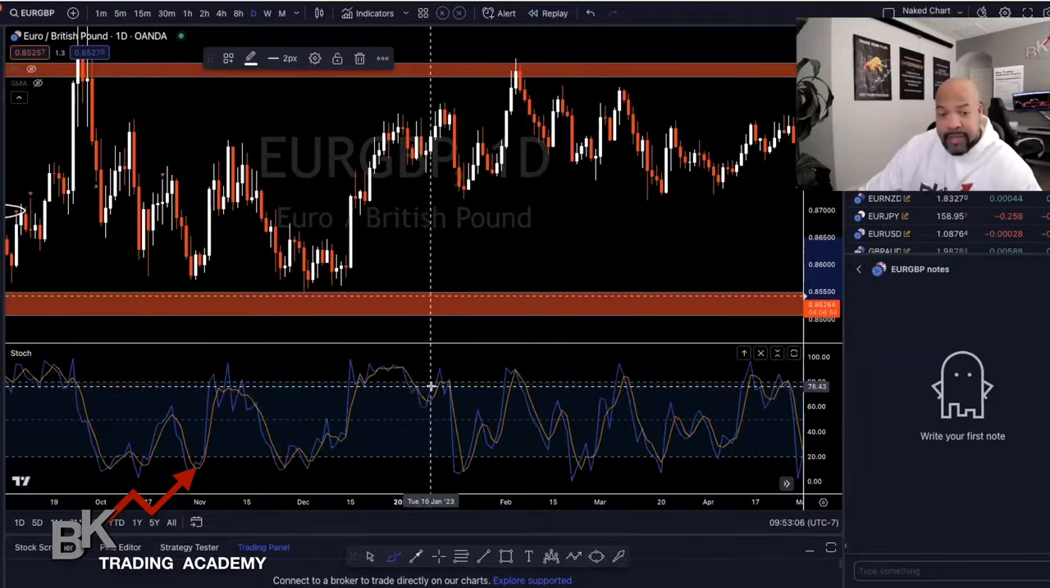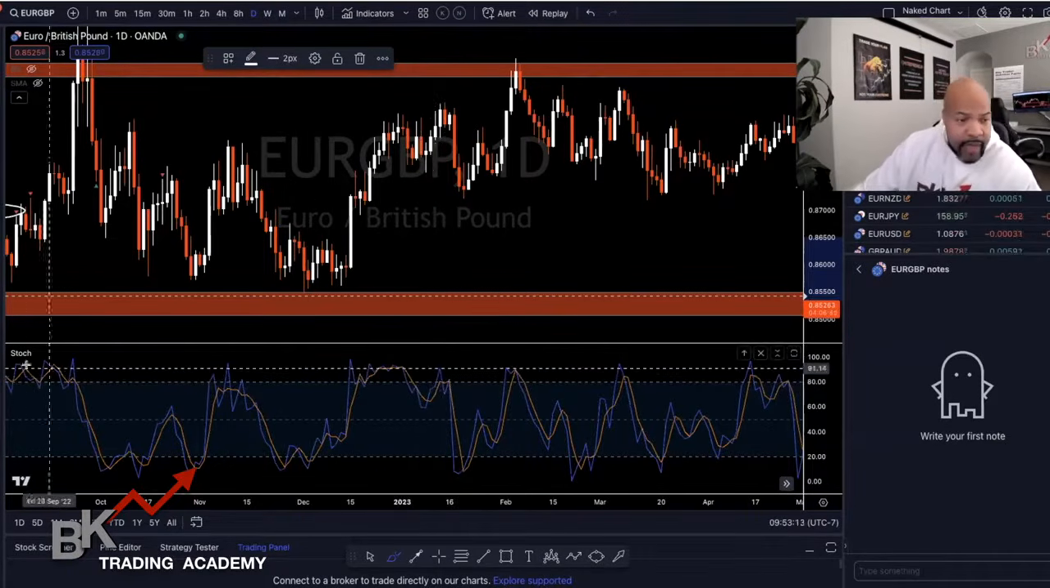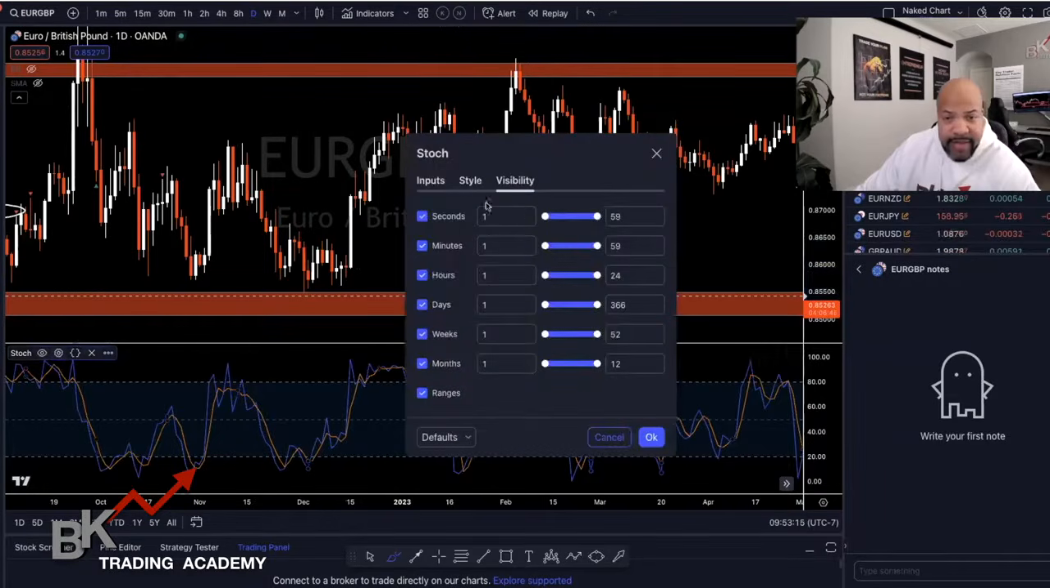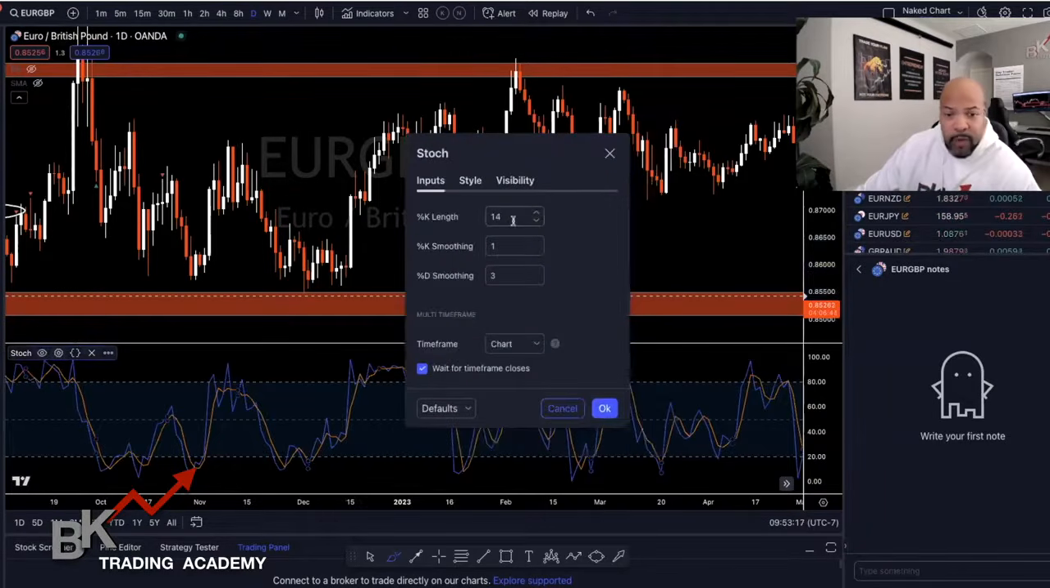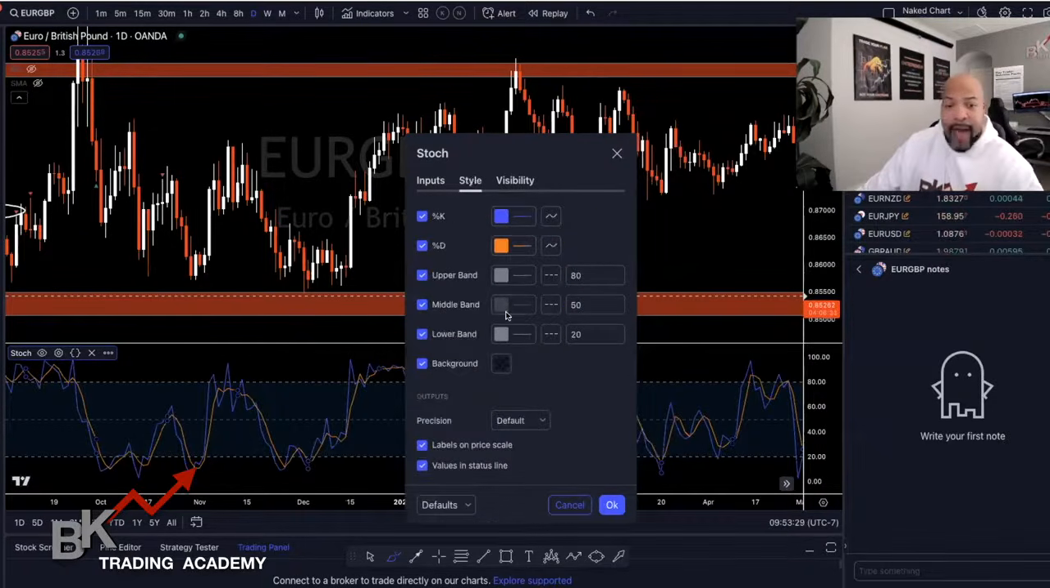Now, this is completely customizable. I have mine as an orange and kind of a navy blue here. If you go to settings, you can enter that here. My inputs here, again, is 14. The K smoothing is 1. The D smoothing is 3, and so on and so forth. Again, I'm not here to give you the specifics, but you can pause this and screenshot this and take a look at it if you want to copy it. My upper band is set as 80. My lower band is set as 20. My middle is at 50.